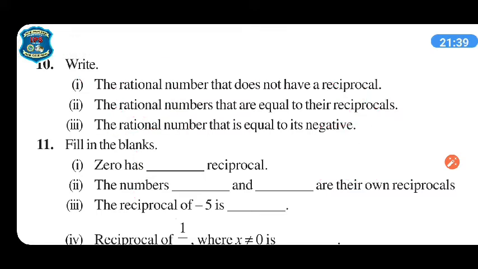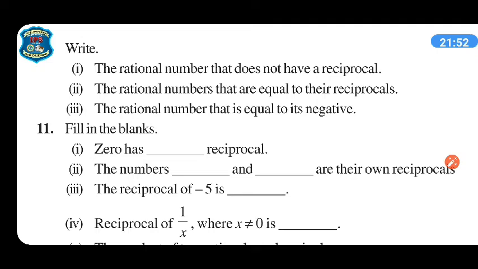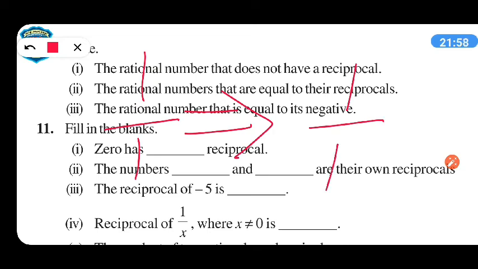The second part. The rational number that is equal to its reciprocal. Write a rational number which is equal to its reciprocal. It is what? 1. Because 1 upon 1 and its reciprocal is what? 1 upon 1. Understood? So the second part you can do.